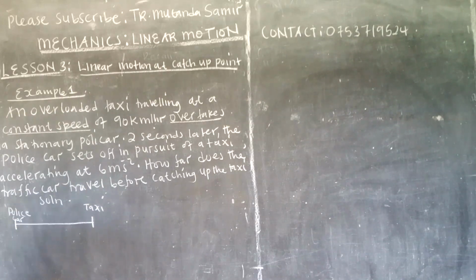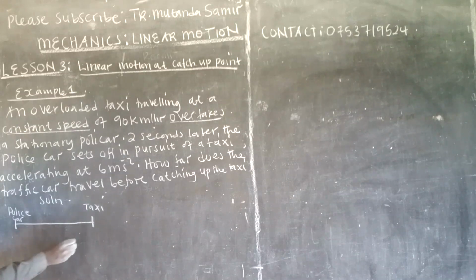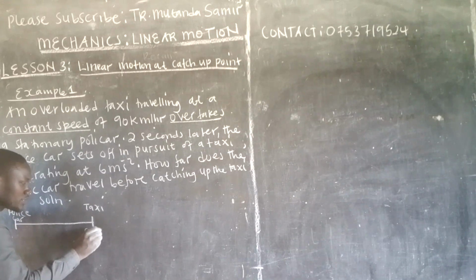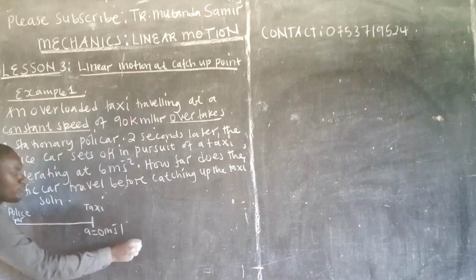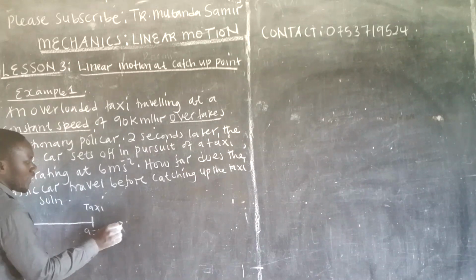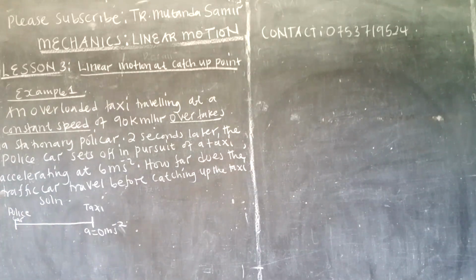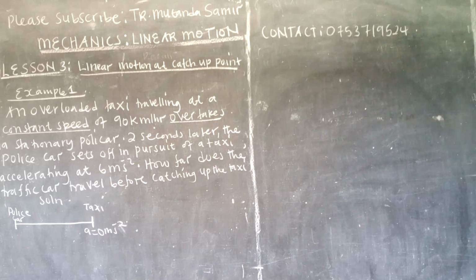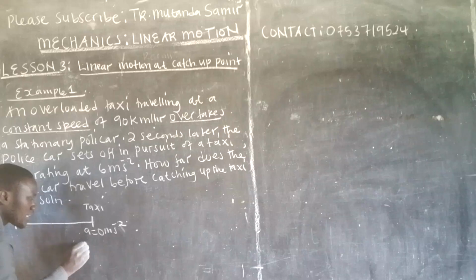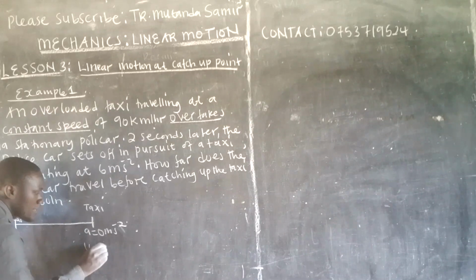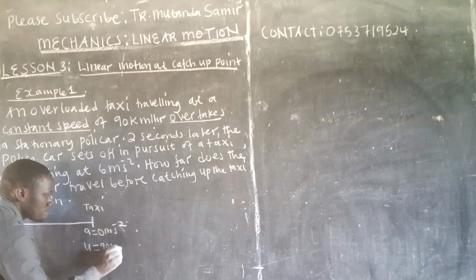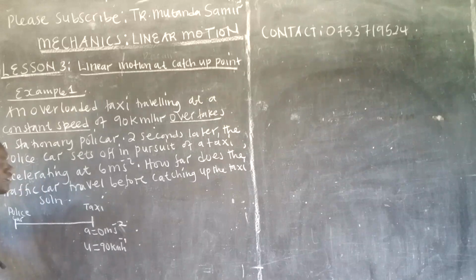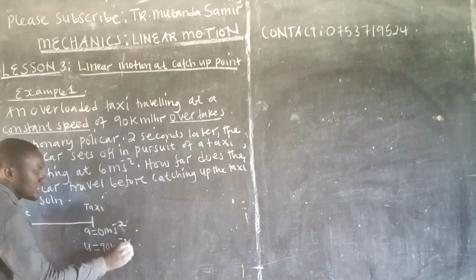Okay, maybe we start summarizing the same. The taxi is traveling at constant speed. That word constant speed implies that the acceleration is 0 meters per second squared. Please, you have to know that. Terminologies in mechanics make it a bit simple or hard, so you must be very keen. At a constant speed of 90 kilometers per hour, that's the initial velocity. So initial velocity is 90 kilometers per hour. Of course, you know this must be converted.